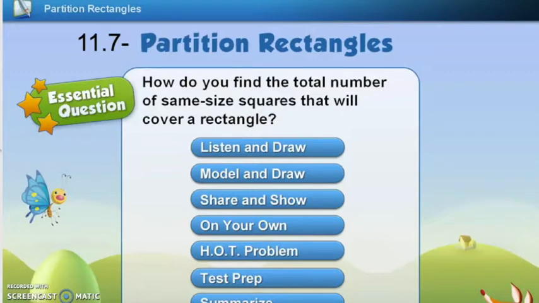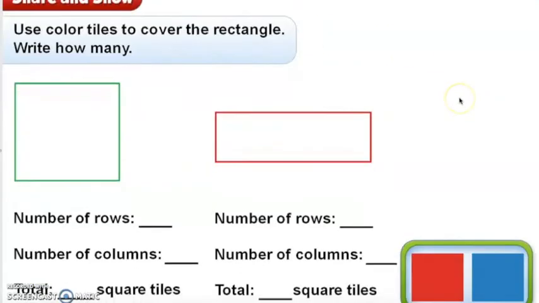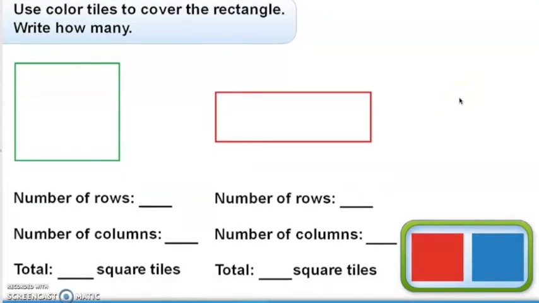And so the first lesson that we did was 11.7, which you can see right here on my screen and on your screen as well. And that lesson was about partitioning rectangles. And we were answering the essential question, how do you find the total number of same size squares that will cover our rectangle? And so if you remember, one of the activities that we did that was very important in this lesson was this one right here.